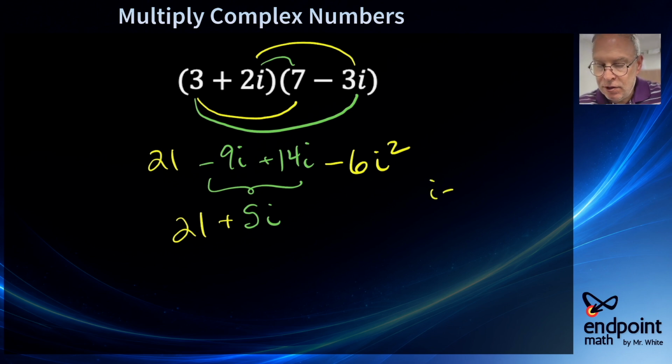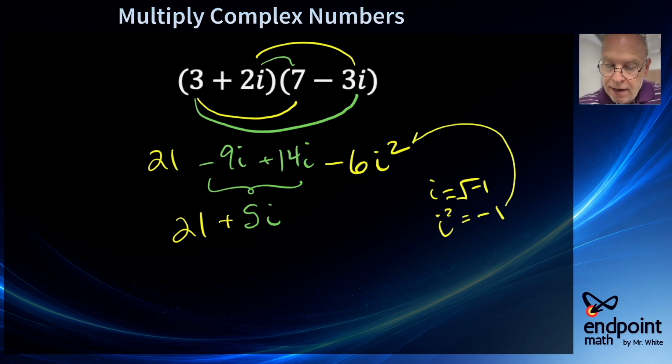Remember, i is the square root of negative 1. So if you square that, you get plain old negative 1. It just cancels the square root. So anywhere you see an i squared, you should instantly replace it with negative 1. Negative 1. So this is positive 6.